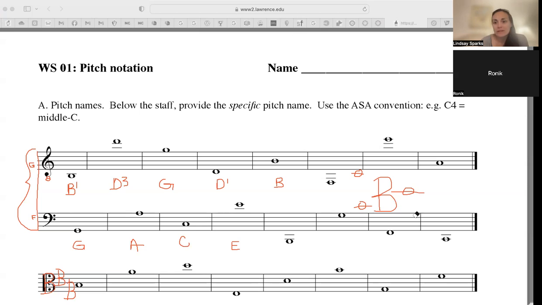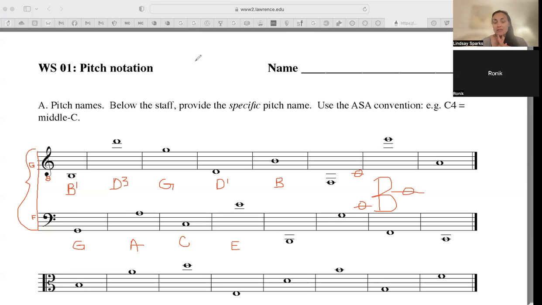Let me erase a little of this because it looks very confusing here. And let's just identify these. Now, you might have already come up with some ways to identify these pitches when you were going through the practice. A lot of people will just say, okay, this is C in the middle, and then count above and below.